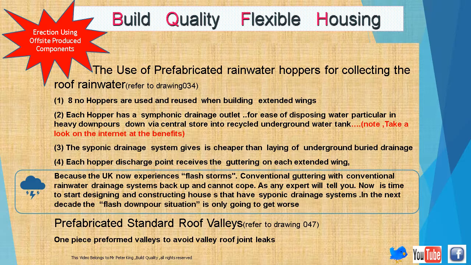The use of prefabricated rainwater hoppers for collecting roof water. Only 8 hoppers are used, or reused when the building is extended with wings. Each hopper has a siphonic drain outlet for ease of disposing water, particularly in heavy downpours, down via the central store into a recycled underground water tank.